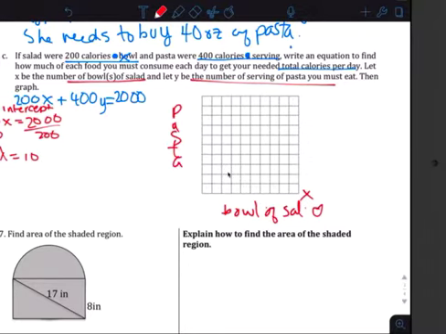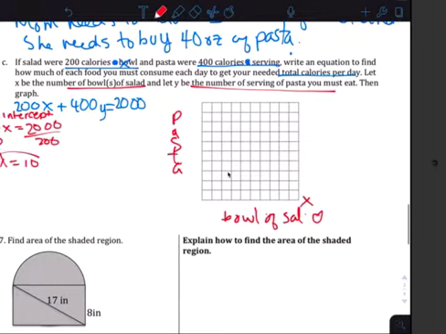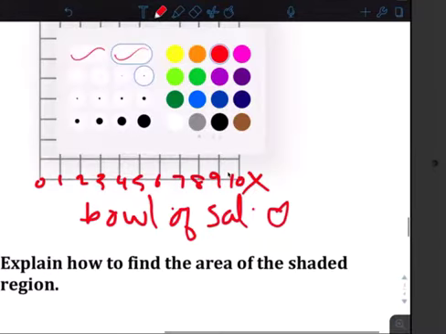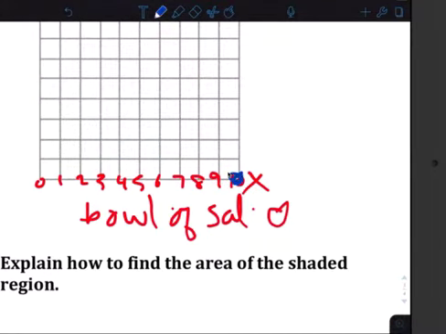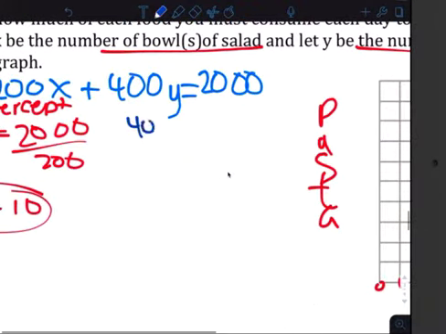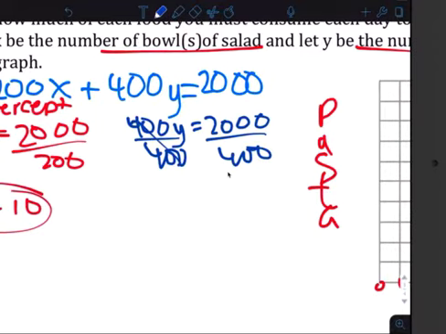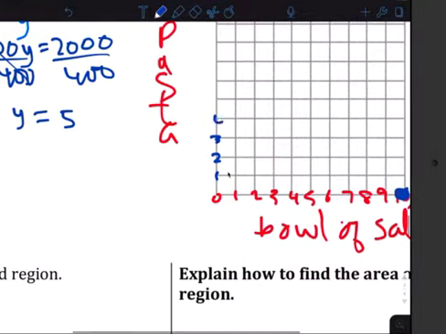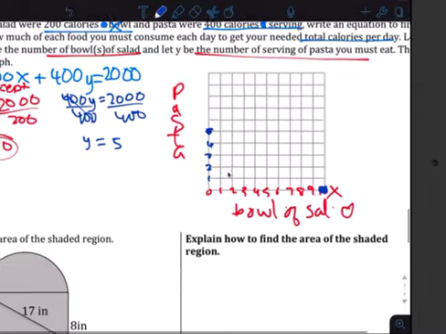Okay. So x salad is 10. So 0, 1, 2, 3, 4, 5, 6, 7, 8, 9, 10. So your x-intercept is right there, 10, 0. And then your y-intercept, you do that 400y equals 2,000, divide by 400. Get 5. So 5 is 1, 2, 3, 4, 5. And then you graph that right there.